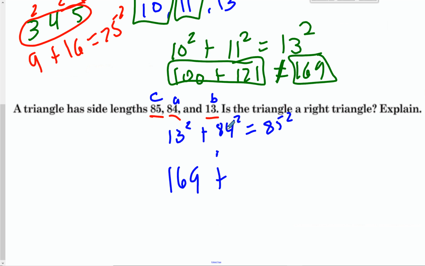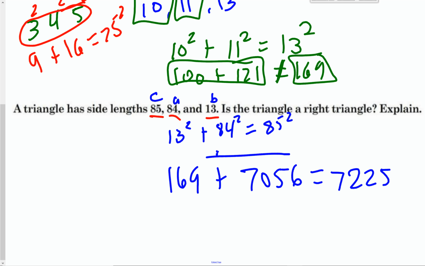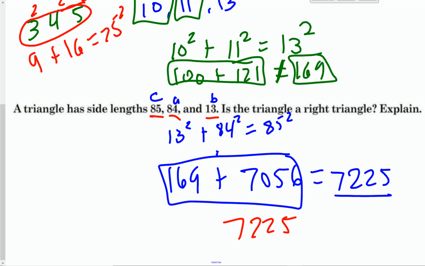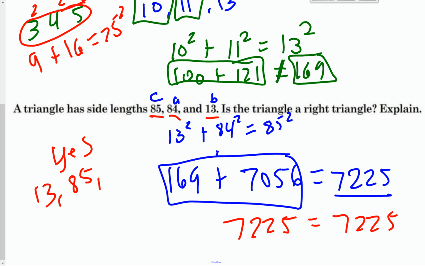I'm going to square 84, which is 7,056, and 85 squared is 7,225. And now I'm just going to add these up and see if it equals this. So 169 plus 7,056 does indeed equal 7,225. So it does match. So yes, 13, 84, and 85 make a right triangle.